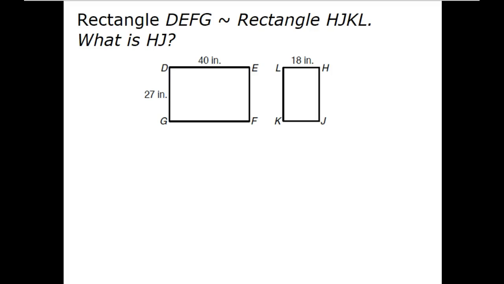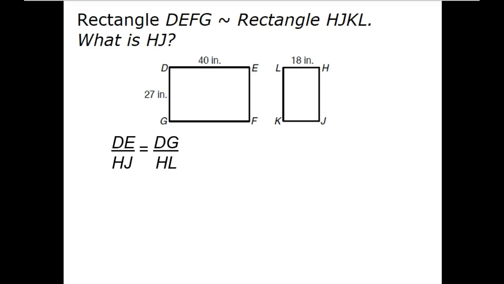Well, I have information for DE right here, right? Then DG is my other piece of information on the left. What does DG correspond to? LH, okay? So I'm going to set up my little proportion. DE corresponds to HJ, and then DG corresponds to HL. And since they're telling me that they're similar, they have to be proportional. Now, if I had started with HJ on the top instead of DE, that's okay. You just have to be consistent.